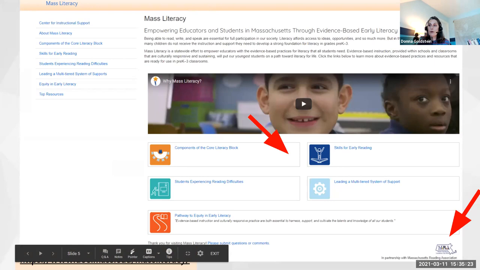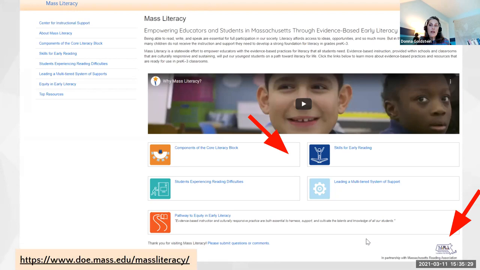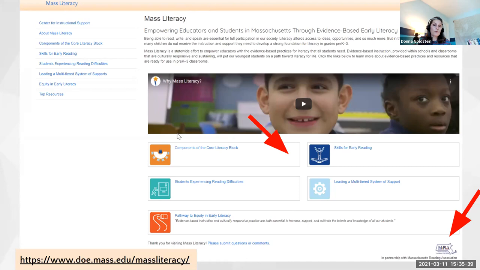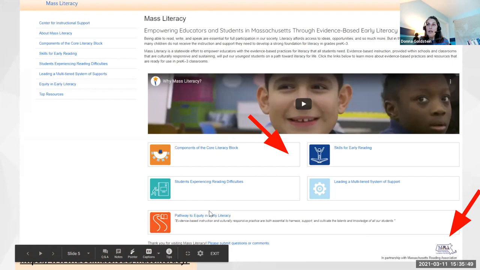In terms of layout, the Mass Literacy Guide is made up of five primary sections that are all accessible via this landing page. The five sections include components of the core literacy block, which is the first one right here, the teacher table, skills for early reading, students experiencing reading difficulties, leading a multi-tier system of support, and pathway to equity in early literacy. And all areas of the guide can also be accessed using the left-hand navigation over here.